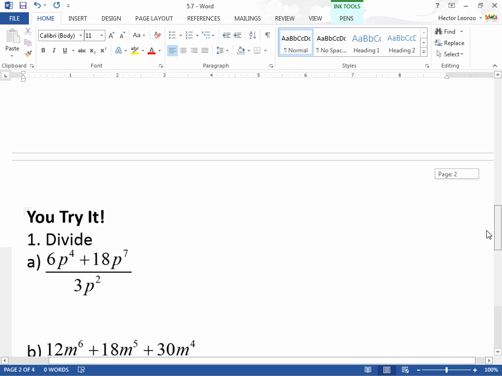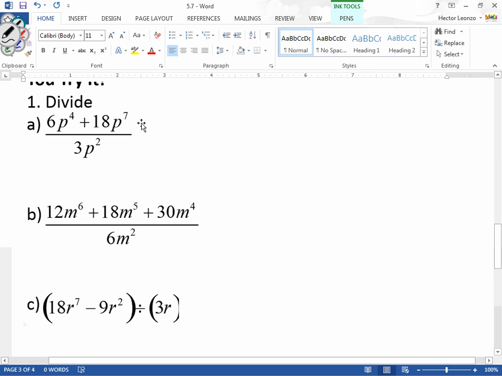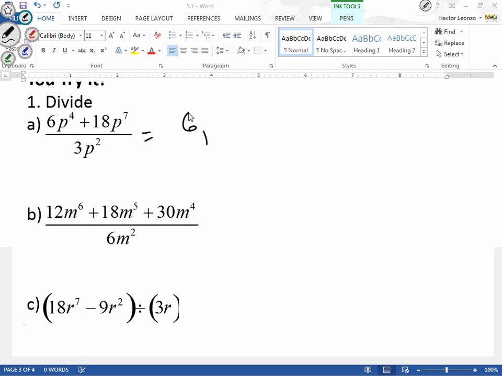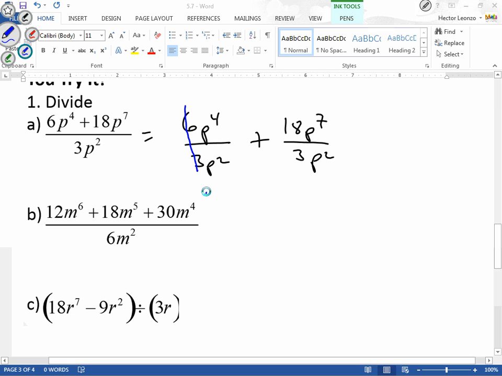All right, let's take a look at another example. I'm going to rewrite this as 6p to the 4th over 3p squared plus 18p to the 7th over 3p squared. So numbers-wise, 6 divided by 3 is 2. Letter-wise, subtract the exponents, so I get p to the 2nd. There's my plus. Numbers-wise, 18 divided by 3 is 6. Letter-wise, I'm going to get p to the 5 because I subtract the exponents.